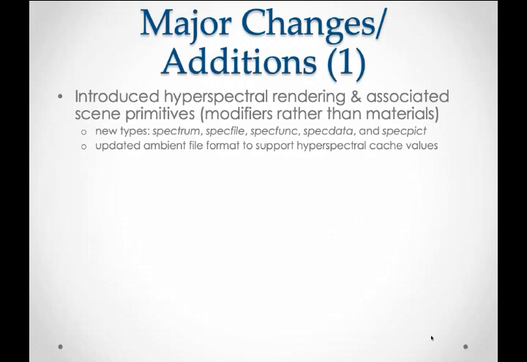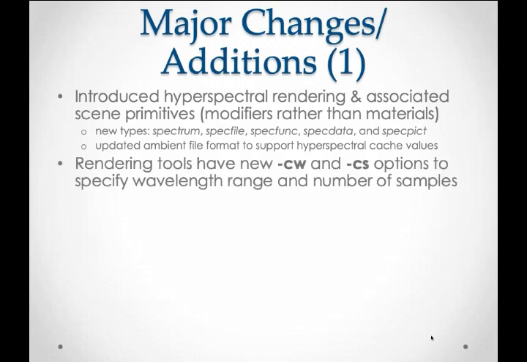Simultaneously updated the ambient file format to support hyperspectral cache values. That was needed to get all that into the interreflection calculation, of course. But unfortunately, at this point, it's not in the photon map, and we are looking for funding to do that, which I'll discuss on the final tomorrow.